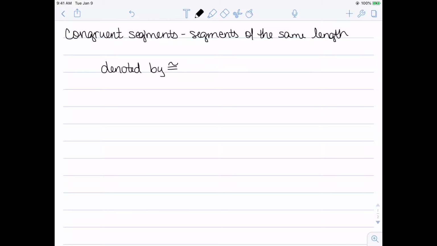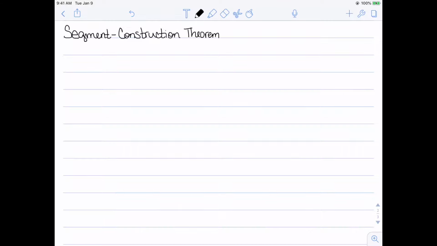Now I'm going to look at a few different ways we can actually construct congruent segments. While I will not prove these, if you're curious, you can absolutely look up the proofs or try to prove them on your own. I'll start with what's known as the segment construction theorem.